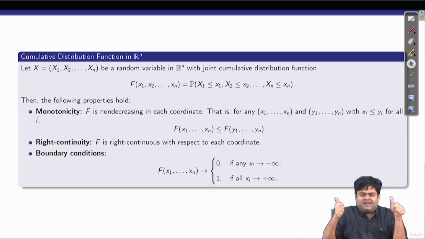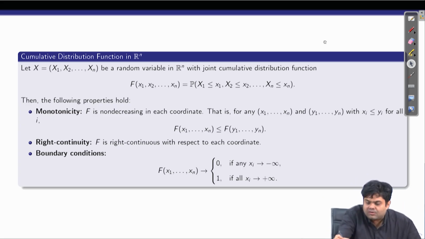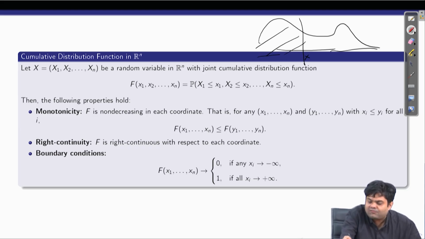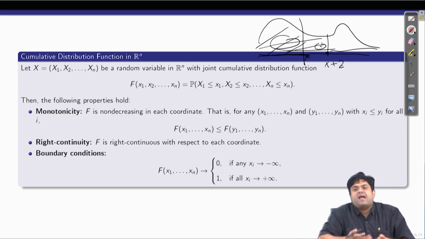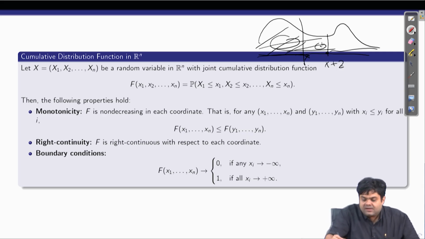First, this has to be monotonic. For one variable, if your density looks something like this, F(x) is the probability of this portion, which is some non-negative value. Now if you take x plus some z, the probability of this larger portion will be the probability of this plus this. So it is the probability of a bigger set, hence it has to be non-decreasing. The same thing goes for this.